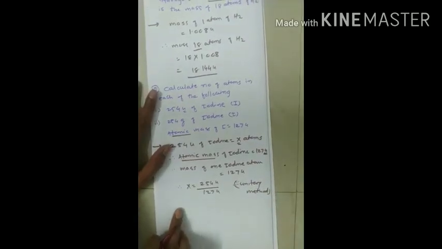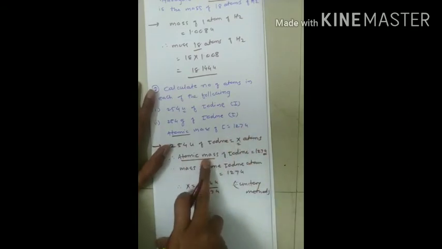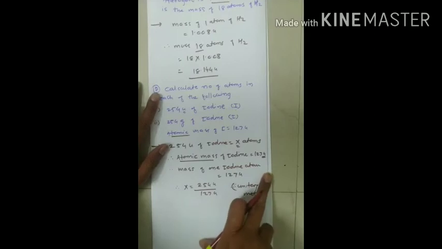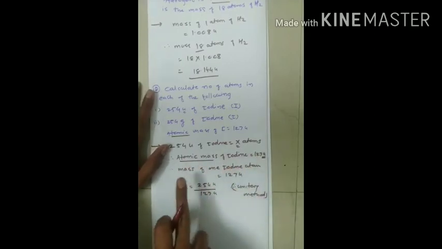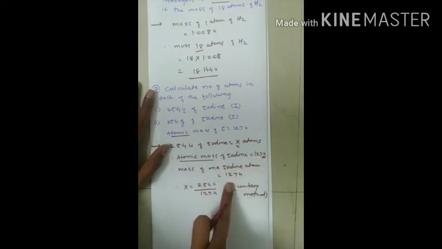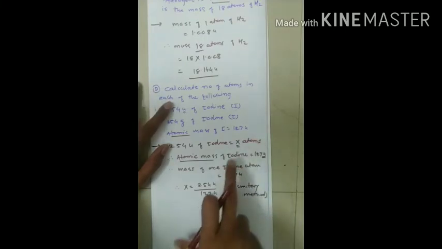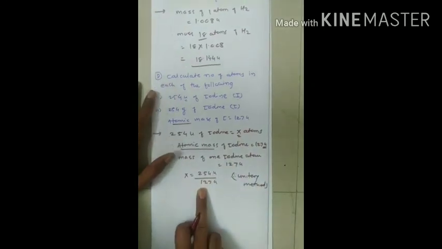Simply what it means, here the atomic mass of iodine is already given, it is 127 unit. Atomic mass for any element is nothing but the mass of one atom of that element. Here the atomic mass of iodine is given as 127 unit, which means the mass of one iodine atom is 127 unit. For X atoms, 127 into X upon 254, so therefore X equals 254 upon 127, isn't it?